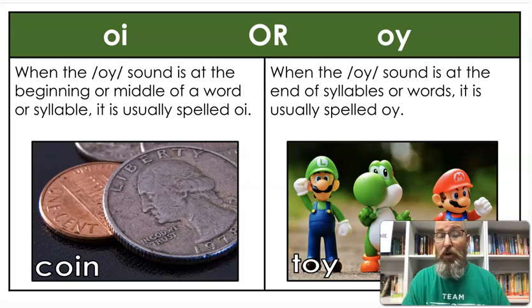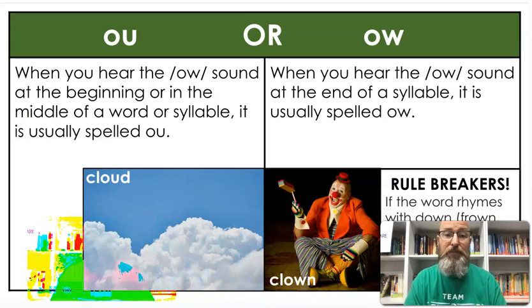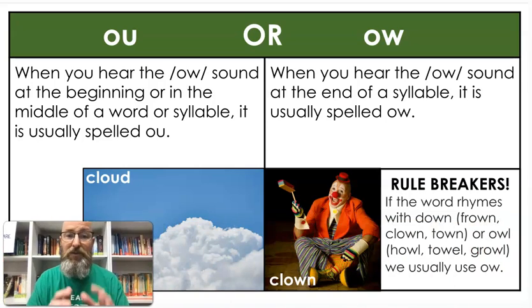Now, the other diphthongs we're going to be using this week are the ow sound. And of course, the ow sound can be spelled OU or OW. When you hear the ow sound at the beginning or in the middle of a word or syllable, it's usually spelled OU. Now, let me slide myself over real quick, get myself in the clouds. And when you hear the ow sound at the end of a syllable, it's usually spelled OW.